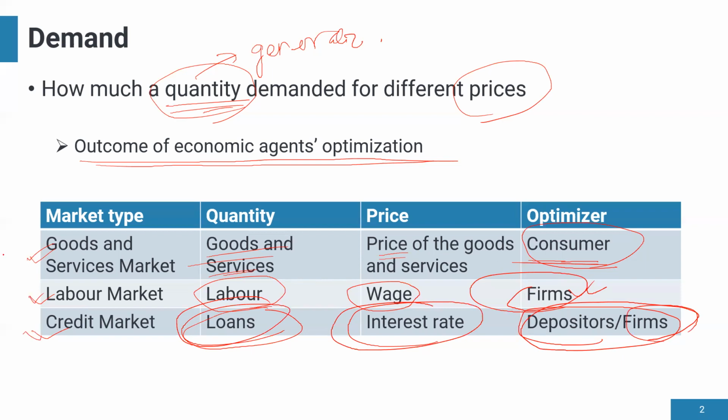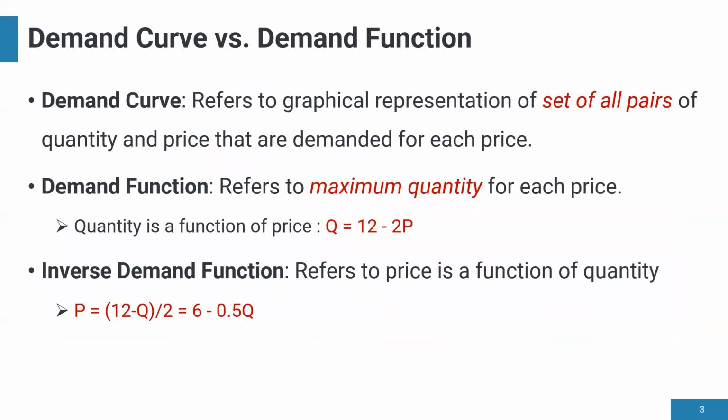What is the meaning of demand? Demand is the quantity demanded for different prices, and it depends on the context we are talking about. In the goods market, the optimizer is the consumer and the price is the price of goods or services. In the labor market, the quantity is labor, the price is the wage, and the firms are the optimizers. In the credit market, the quantity is the amount of loans, the price is the interest rate, and the optimizer is the depositors or the firms. So this is demand.